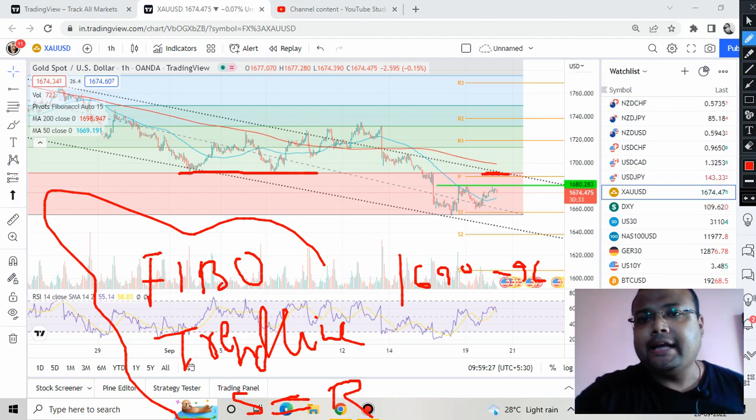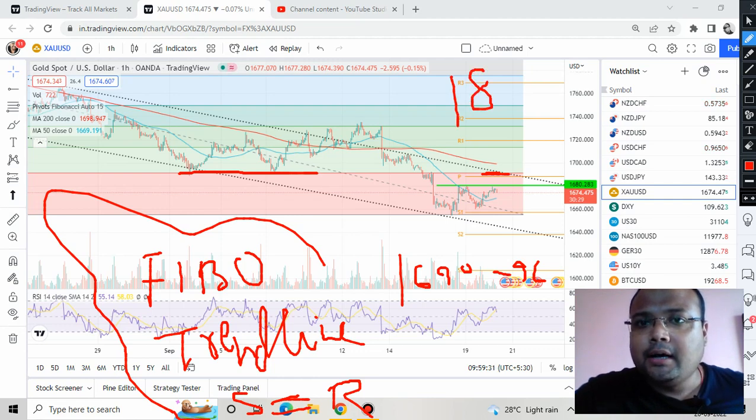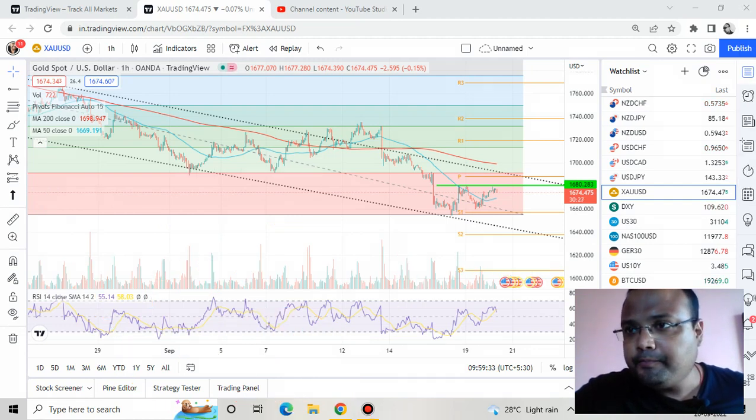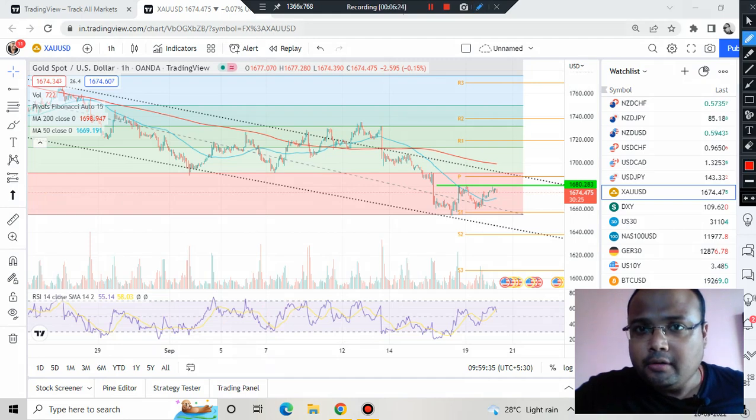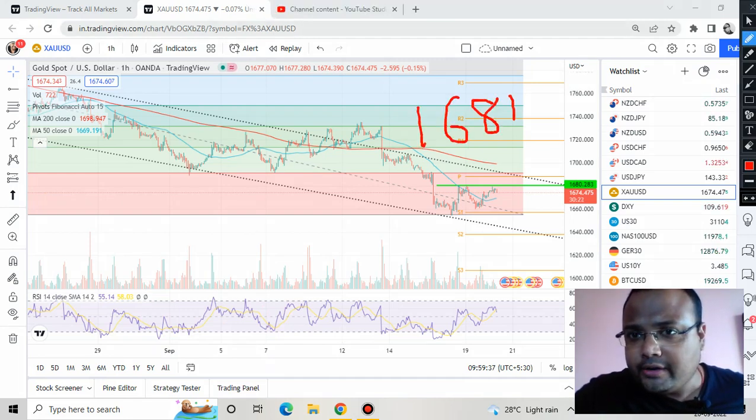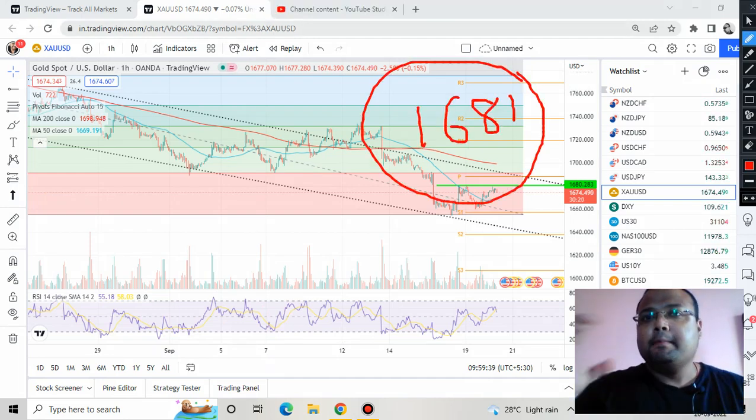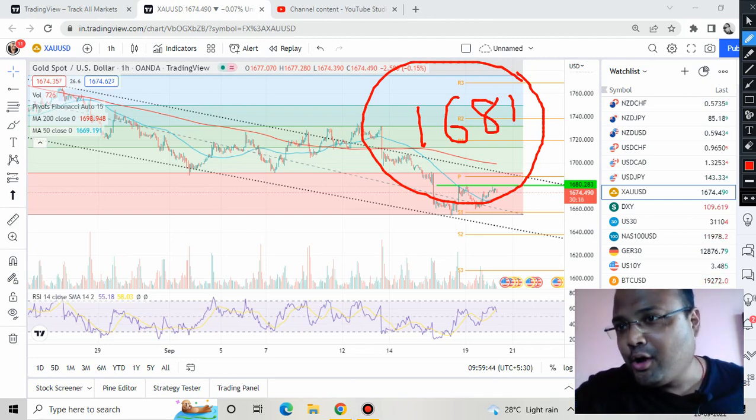But during the daytime, again I'm repeating, if you find the market breaking 1681, then if you can afford to take the risk, only then go for a buy. Personally, I'll wait for the right opportunity, because you can see that I have a long list of options.